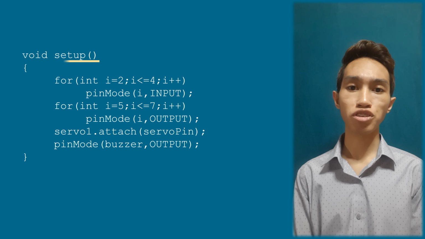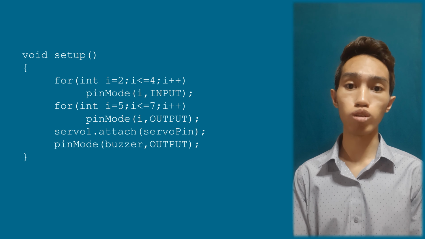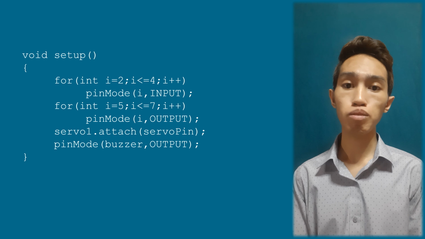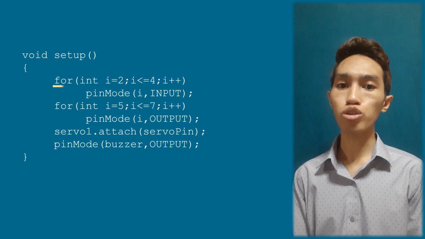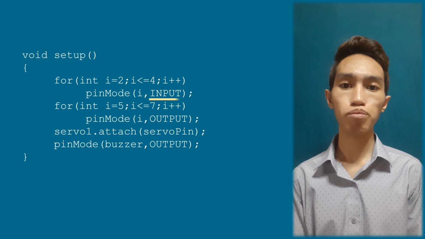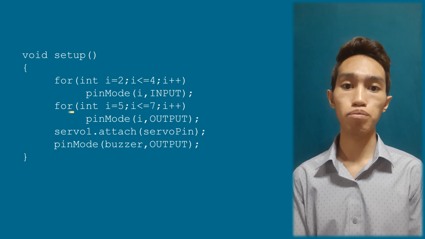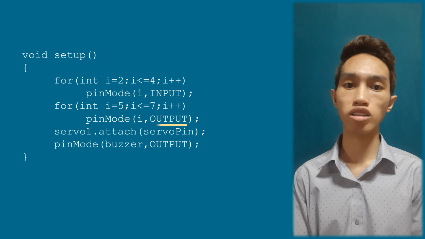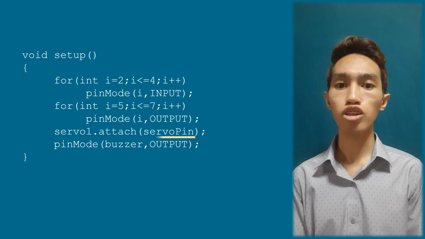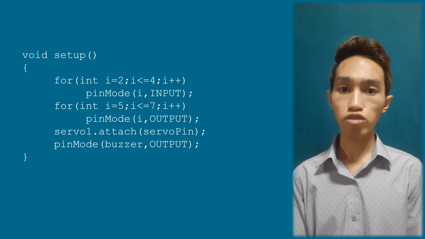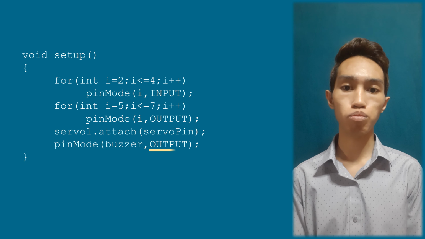The setup function is a function that occurs only once. Generally, it prepares the Arduino board before it operates. I used a for loop to make pins 2 to 4 input pins and another for loop to make pins 5 to 7 output pins. The variable servo1 is attached to the servo pin, which is 8. The pin for the buzzer was also assigned as output.